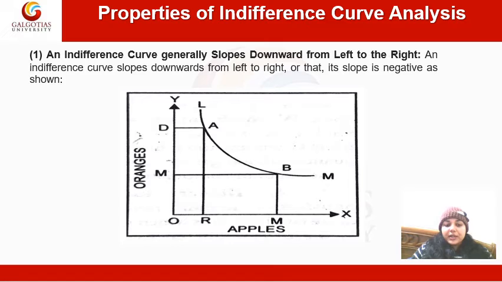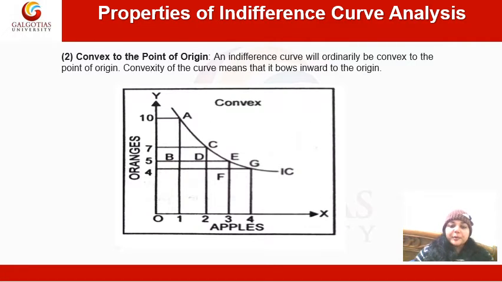Because in case of combination A, the quantity of oranges is more than in combination B, while the quantity of apples is less than in combination B. Consequently, the slope of indifference curve will invariably be like LM, that is downward sloping curve convex to the point of origin. Now, second property of indifference curve is convex to the point of origin. An indifference curve will ordinarily be convex, that is bowed inward to the point of origin. Convexity of the curve means that it bows inward to the origin. In other words, the slope of indifference curve becomes flatter as you move down the curve.